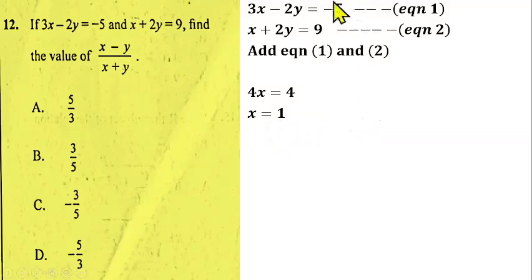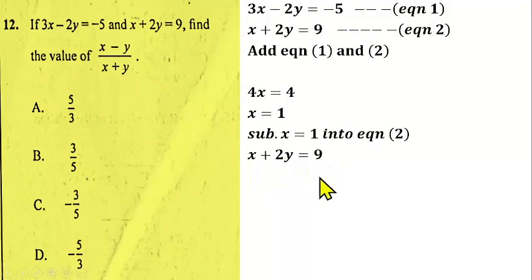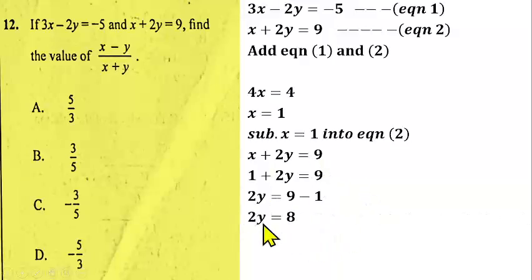Then substitute this into equation 1 or equation 2. In this case, into equation 2. So we have equation 2 to be 3x plus 2y equals 9. So you have 3 plus 2y equals 9. So we have 2y equals 9 minus 3. You have 2y equals 6. Then y will be equal to 3.